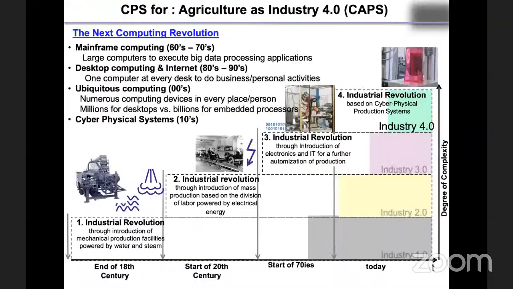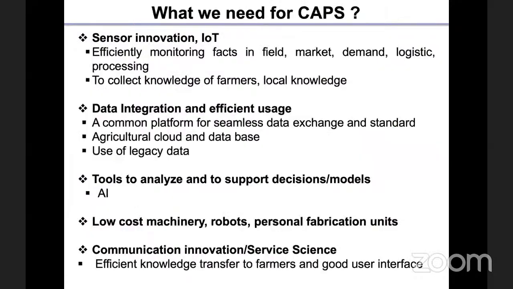So this is the revolution with time, the computing revolution that has taken place. Going back to the 60s and 70s, you had mainframe computing, next was desktop computing, then ubiquitous computing, and now it is the cyber physical system. Accordingly, you can see Industry 1.0, 2.0, 3.0, and now it is 4.0. And I think with time it is going to be 5.0. That's what is going to happen.